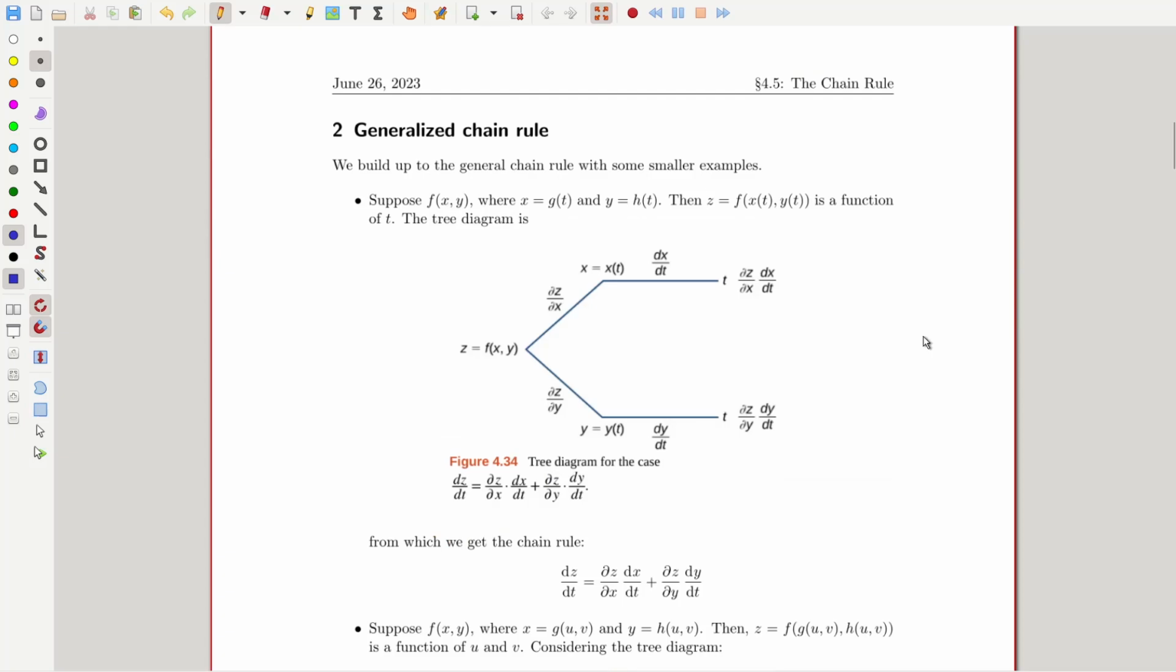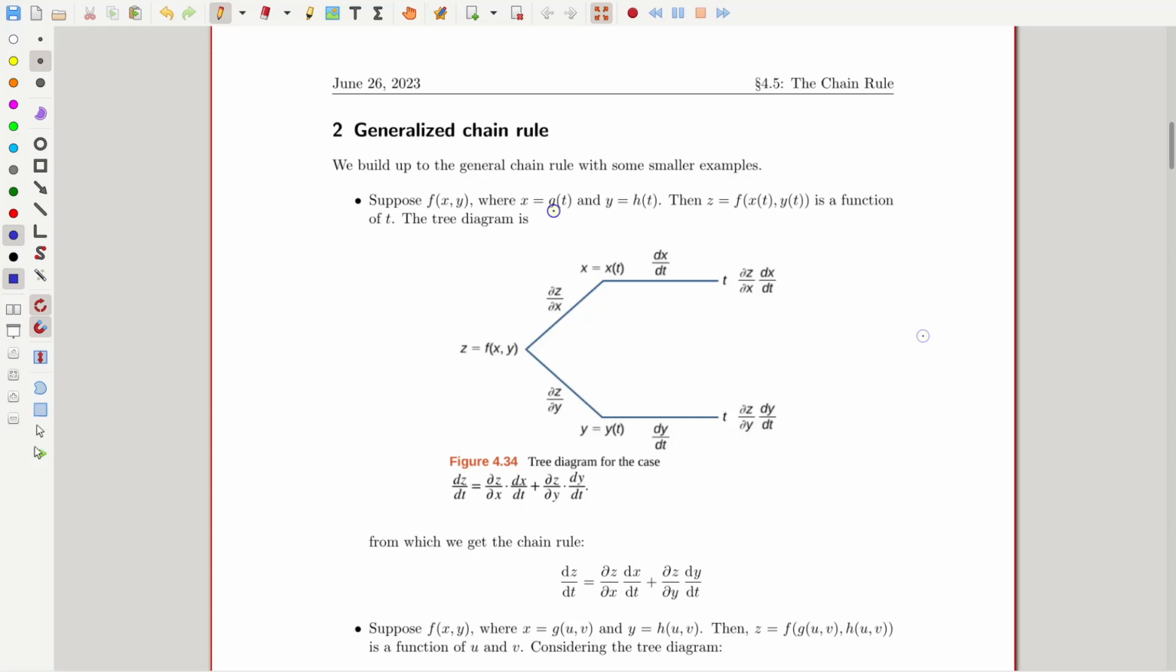Now let's take a look at the generalized chain rule. We're going to start with small examples of this before we get to the fully generalized version. Suppose that we have f, a function of two variables, x and y, where we then think of x and y as being functions of a variable t.